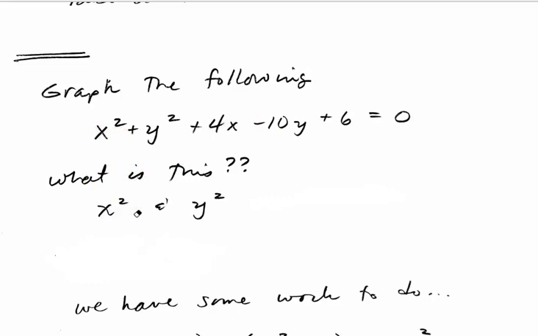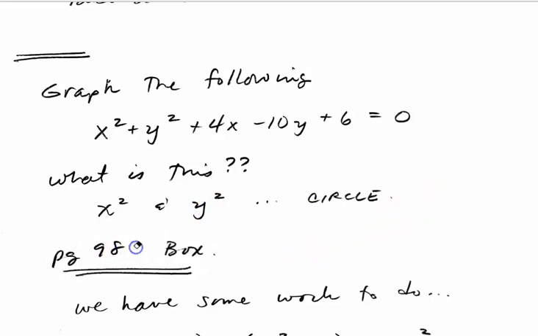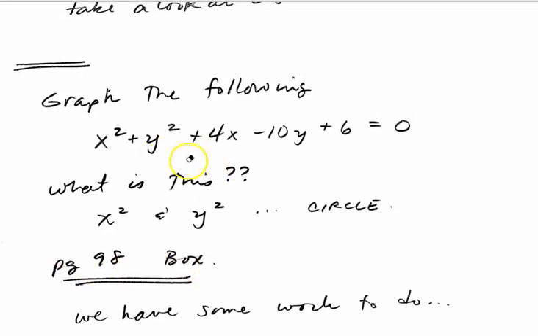But I do see x squared and y squared, so we might as well go in the direction that an x squared and a y squared often ends up with: a circle, the equation of a circle. At this point, you should be familiar with page 98 in your textbook. There's a big box right there. And so we've got some work to do, is the bottom line.